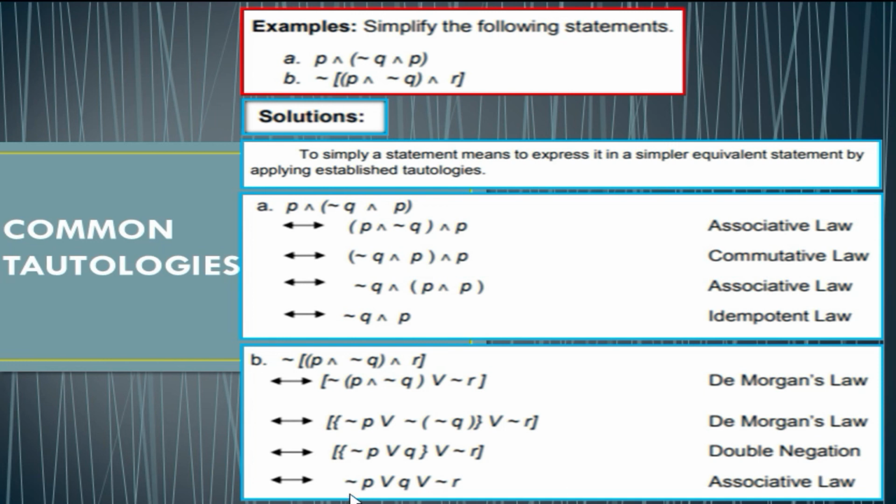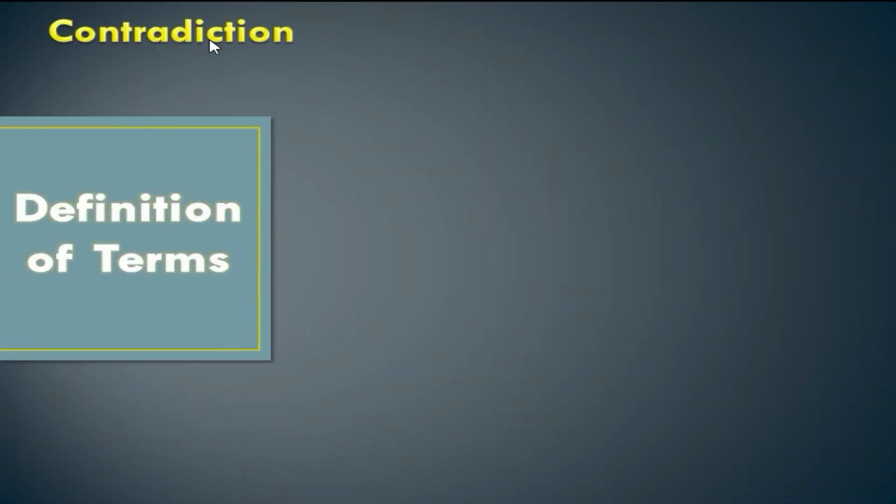In the last row, we have not P or Q or not R. So we just eliminated the braces as well as the brackets. To get this one, that is through associative law. Also, we have contradiction. We have definition of terms.